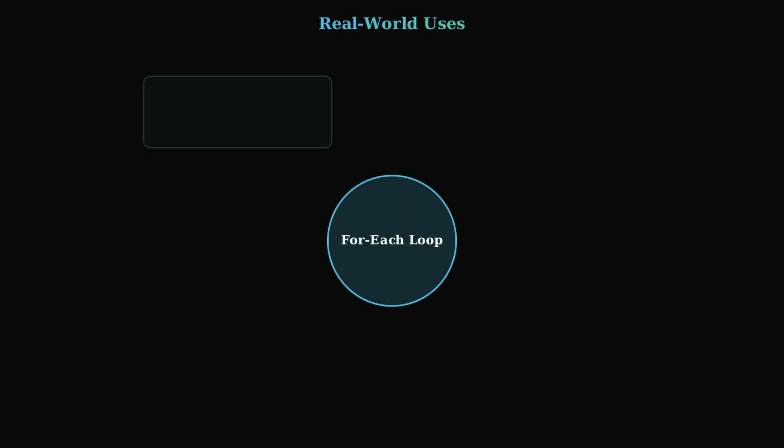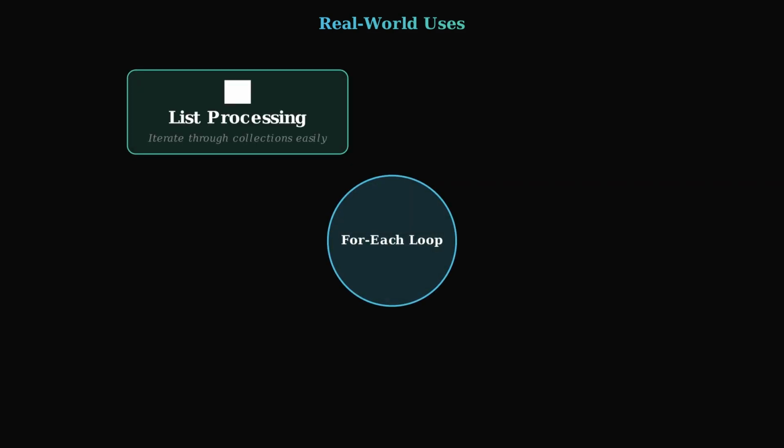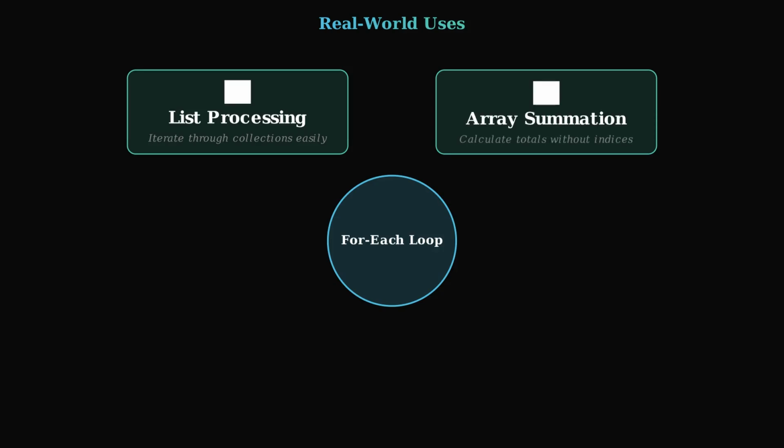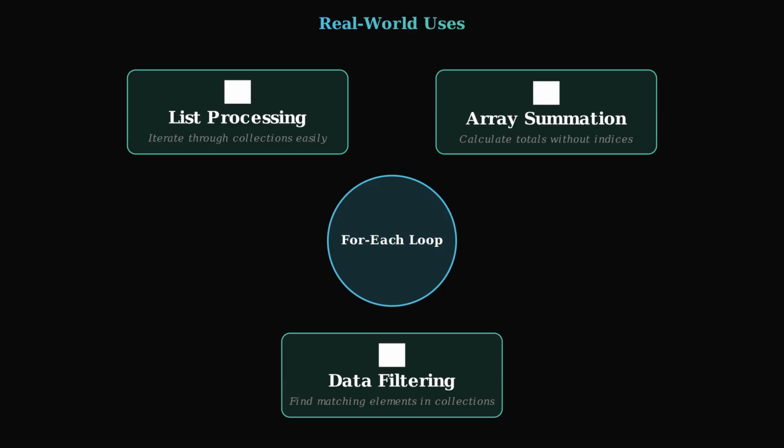How is for each loop used in the real world? List processing. Iterate through collections easily. Array summation. Calculate totals without indices. Data filtering. Find matching elements in collections. For each loop powers all these applications. Let's see the problem it solves.